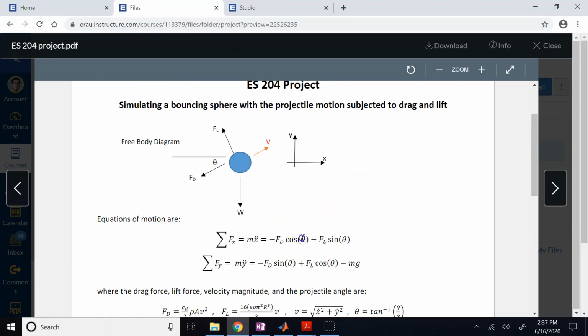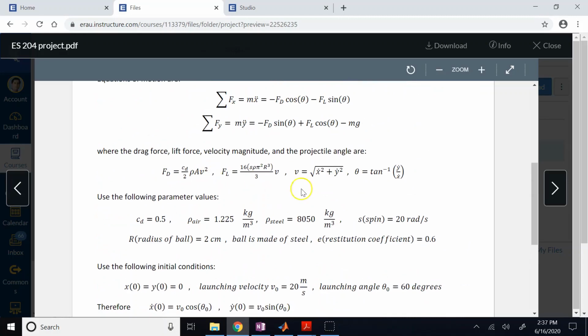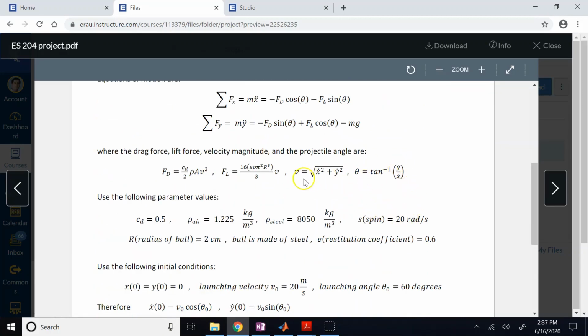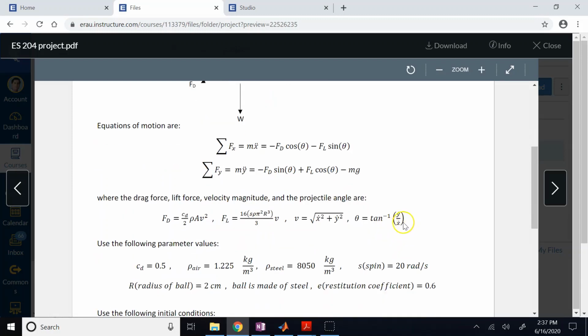By the way, the angle theta, the angle of the projectile at each point, is tangent inverse of y component of velocity, which is y dot, over x component of velocity, which is x dot. So you see the angle does change versus time because y dot and x dot do change. And the velocity does change at every point versus time.